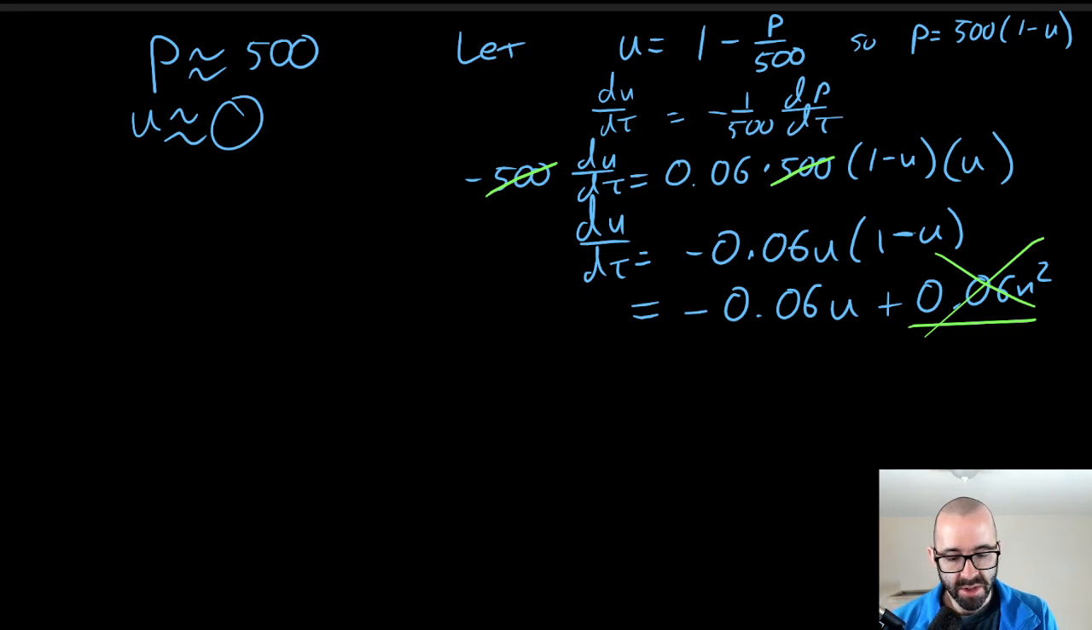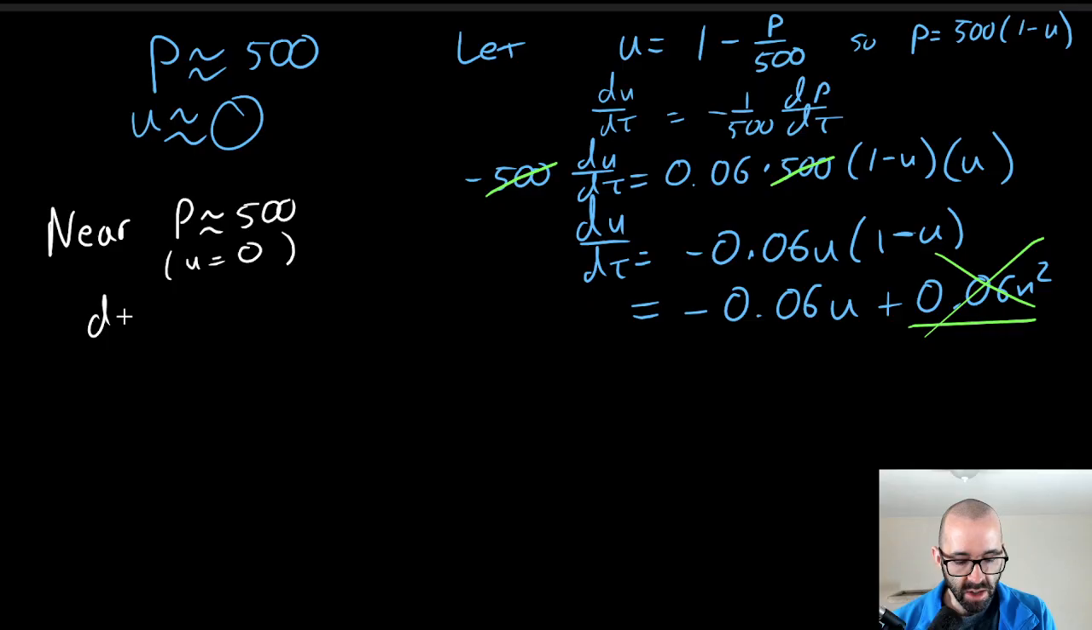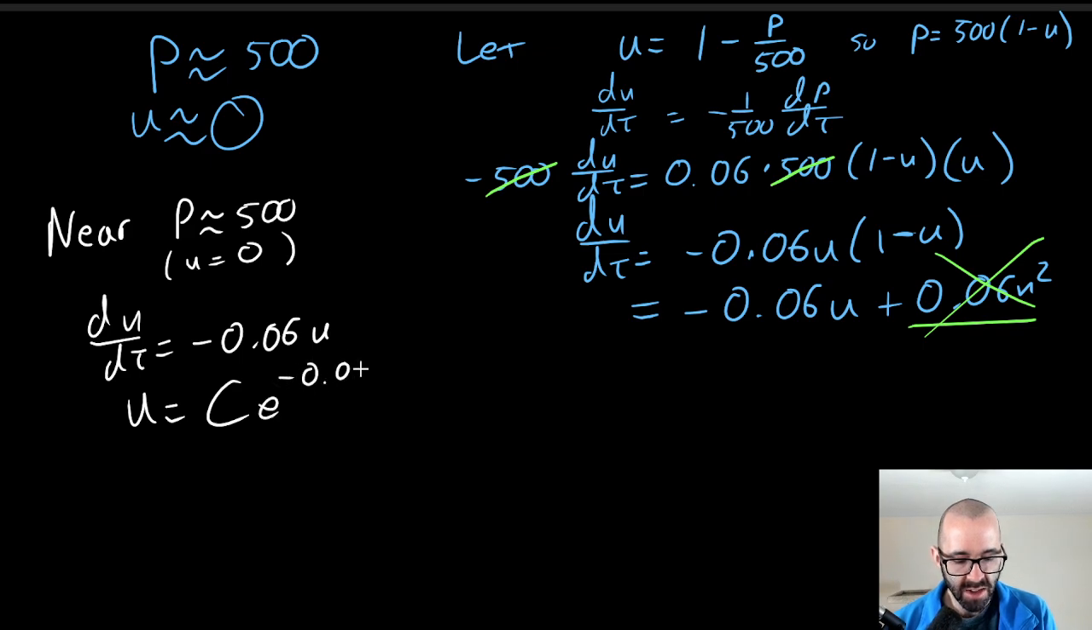So what is our conclusion? Our conclusion is near P being close to 500, and again, that's where U is close to zero. Our differential equation is basically just negative 0.06 U, which again, we know exactly what this looks like. This is exponential decay, right? This is again, just U is some constant, e to the negative 0.06 t.